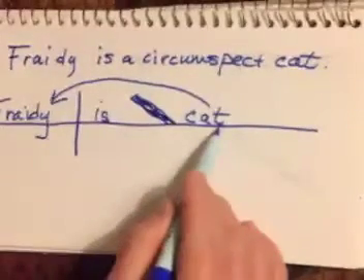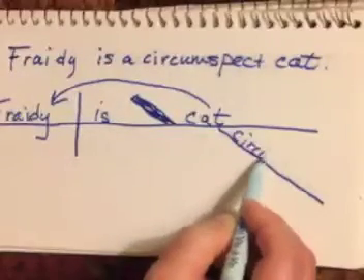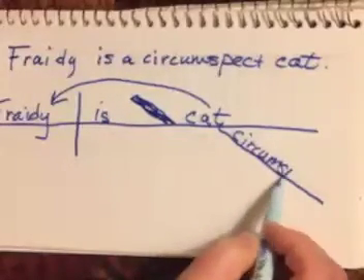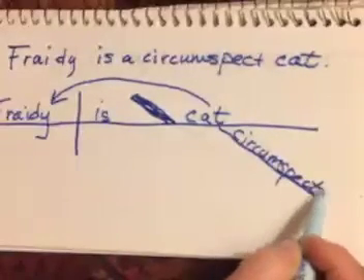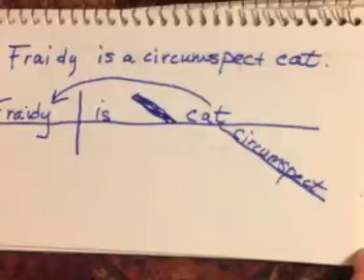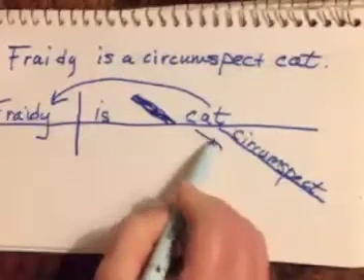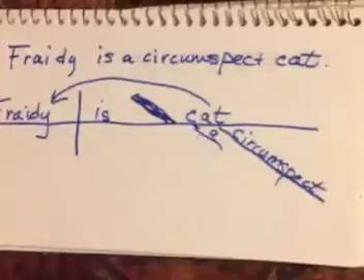And as usual, our friendly and powerful adjectives, circumspect, which tells you what kind of cat he is, goes underneath. It sinks. Okay, it is the main parts of the sentence. The subject, the linking verb, and the subject complement all float. But adjectives and adverbs sink. Also, articles sink. Little a has to get in here too.